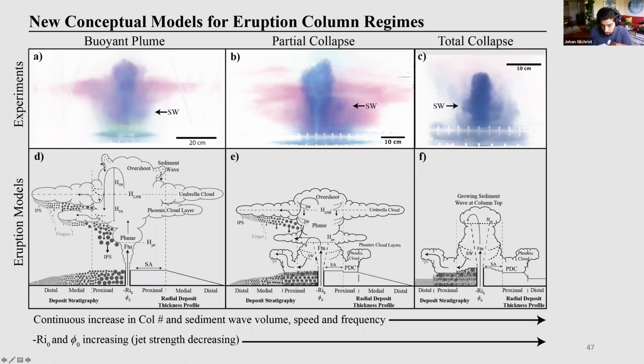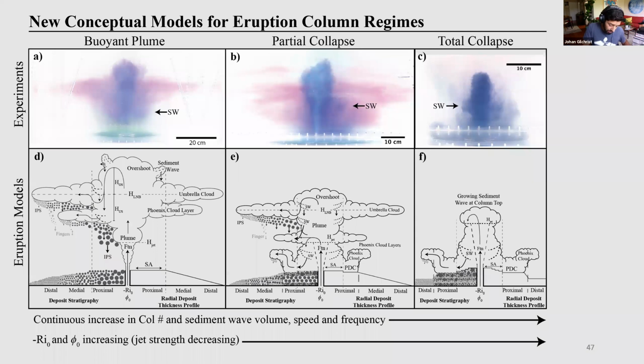Importantly, this partial collapse regime with steady source conditions yet unsteady processes occurring in the eruption column can lead to alternating PDC and tephra fall layering in the proximal deposit, even though source conditions are relatively unchanging. Okay, so this is a way to explain some of those deposit observations I introduced in the beginning.